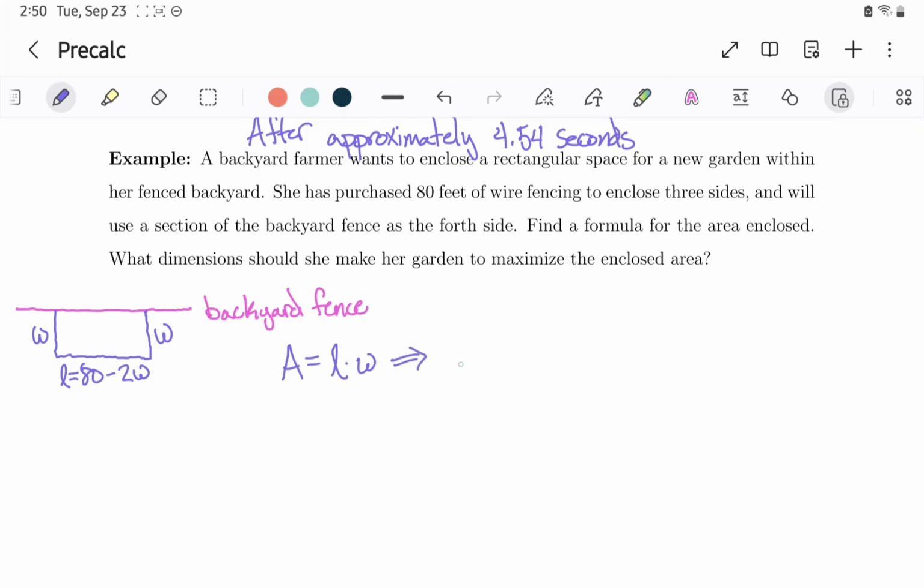So our formula for the area enclosed is going to be given by the function A of W, which equals 80 minus 2W, and then times W. And we could rewrite this by distributing the W over the two terms and rearranging things so that we have the higher degree term first: minus 2W squared, and then plus 80W.